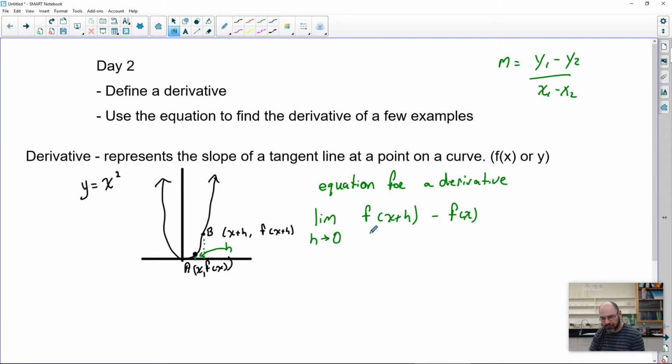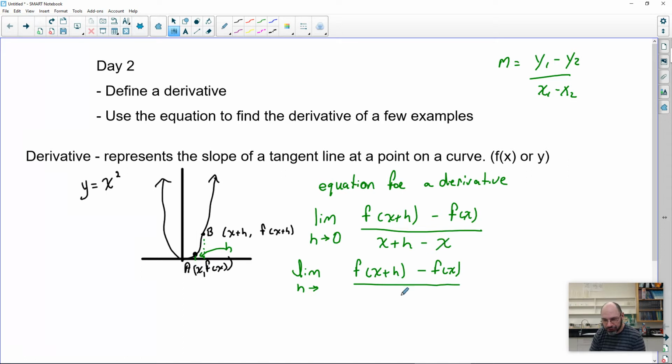Okay, and that's our top of that. Then our bottom is going to be the x's, so it's going to be x plus h minus x. We can simplify that a little bit because we see the x's in there. So this is going to be the limit as h approaches 0 of, well, we can't simplify anything here on top, f of x plus h minus f of x over h, as h approaches 0.